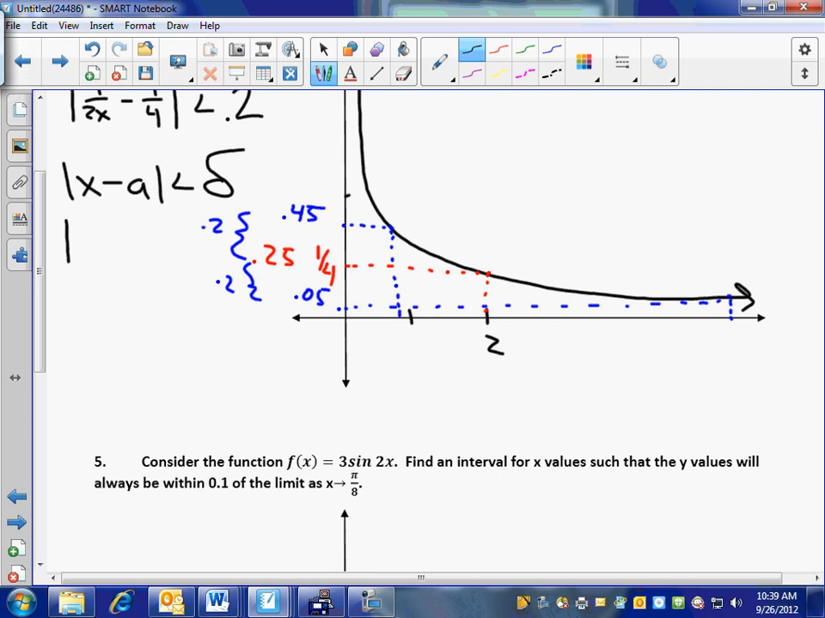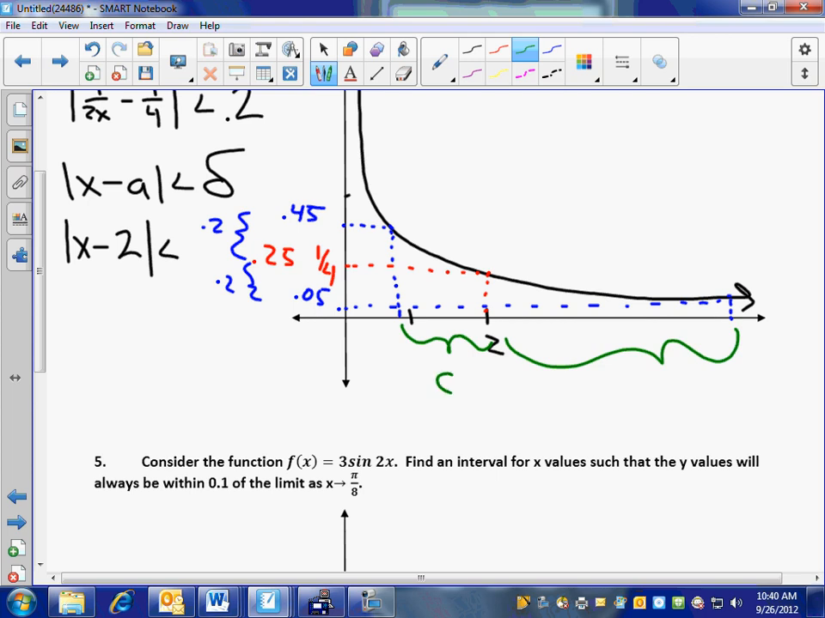So I'm choosing x values. What is my A value? 2. Okay? Is less than delta. That's what we're wondering. We are wondering how close to 2 we have to be in order to ensure that our outputs are going to be within 2/10 of the limit. So we want to find these delta values.